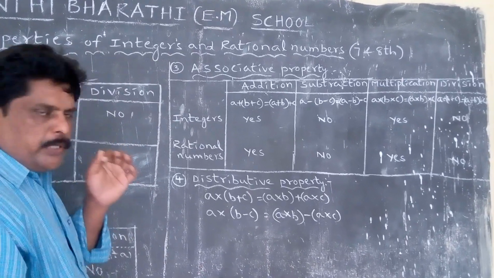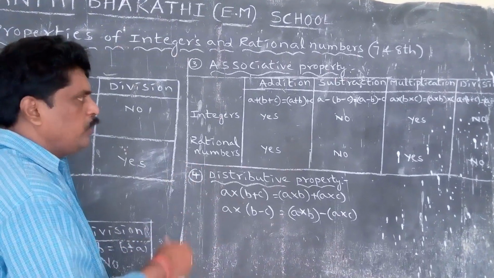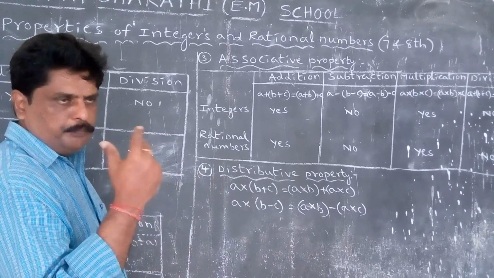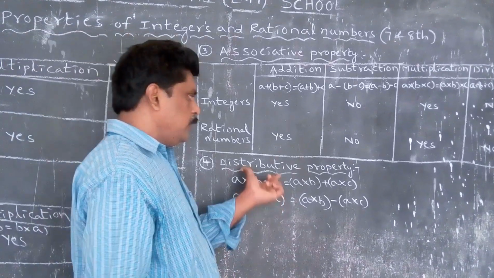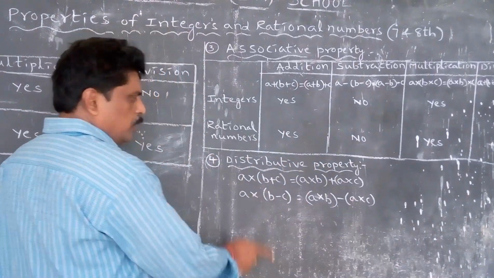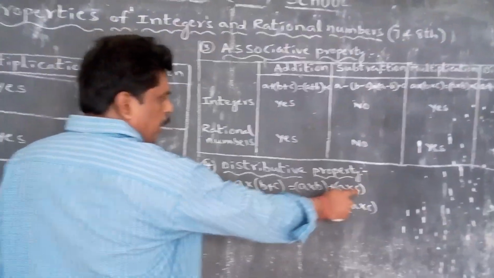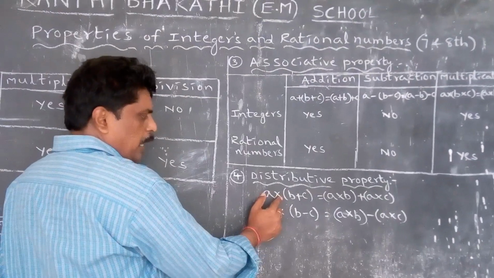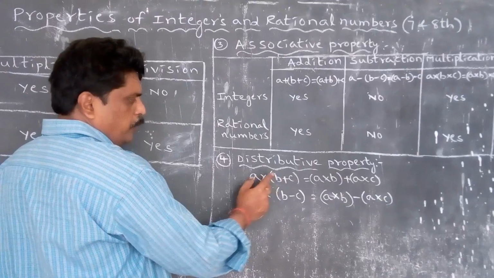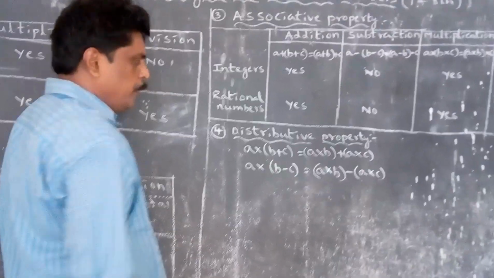Okay. Distributive property. Here it is distributive property of multiplication over addition. Here there is no separate addition, subtraction, multiplication, division. Here it is multiplication over addition. I have given some formulas here for you. A into bracket B plus C is equal to A into B plus A into C. This is the distributive property. You have to distribute A to B and A to C. A into B plus A into C. This is called the distributive property.